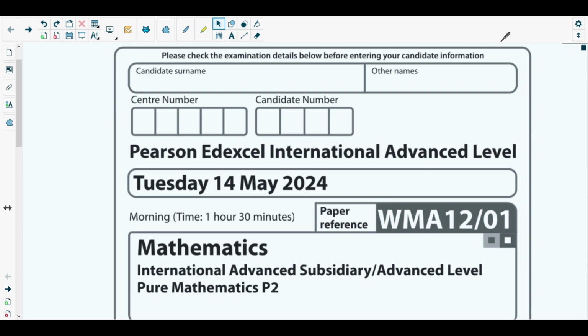In this playlist, we will be solving each of the questions from one of the most recent past papers of Pure Mathematics 2, which is the May 2024 P2 paper. In the May 2024 session, there were two papers for P2. One was the regional paper, which we call the R paper, and the other was the normal paper. This playlist will cover only the normal paper of the P2 May 2024 session.